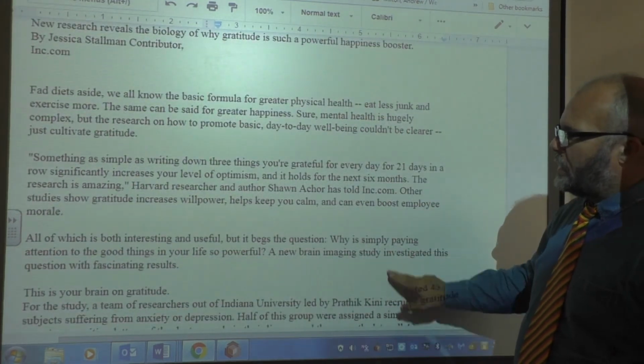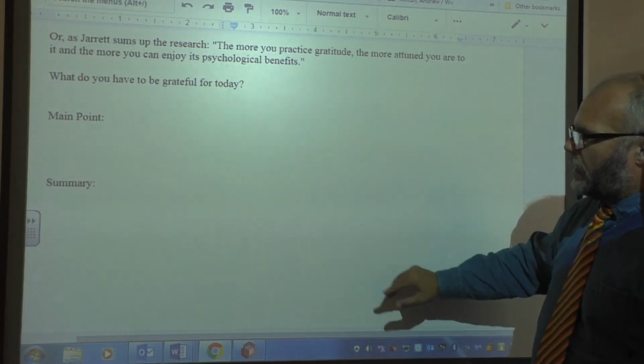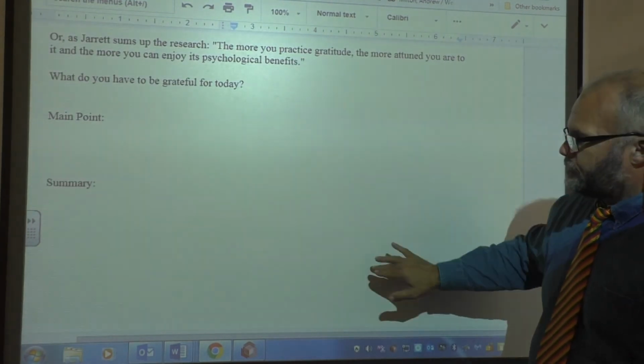The 4th article is about gratitude, how it's good for you, good for your brain. Being grateful is good for your health. Again, main point and a summary.